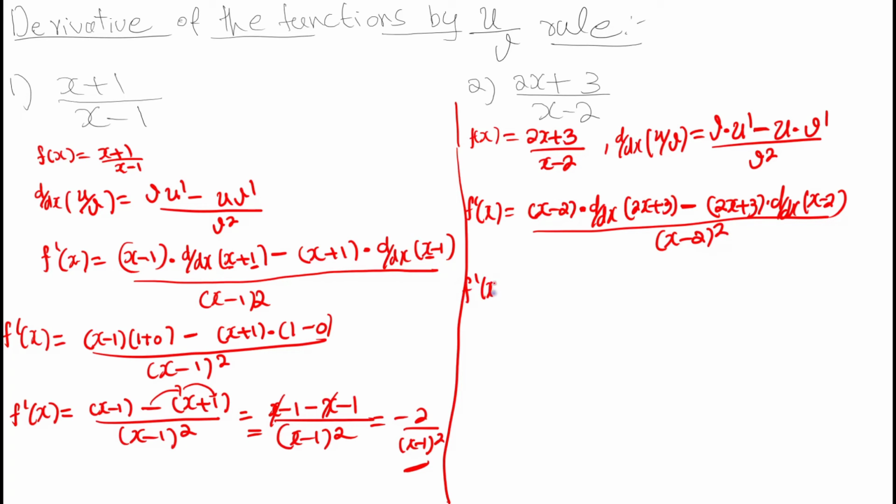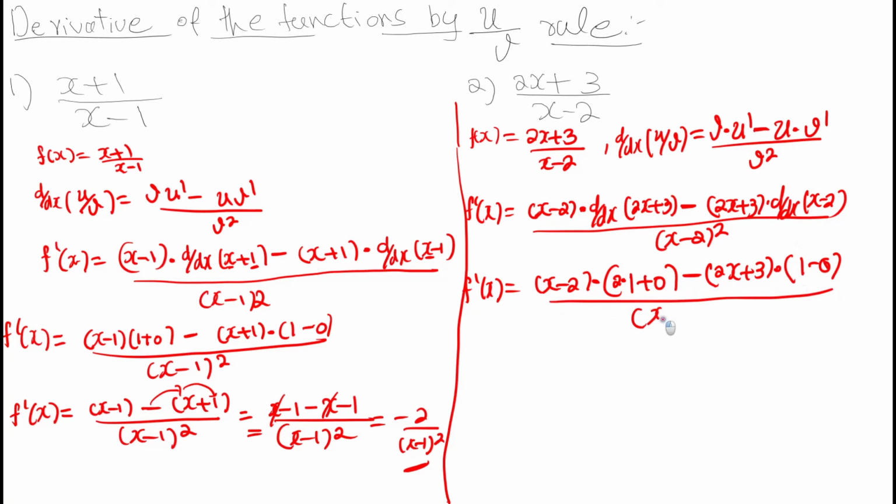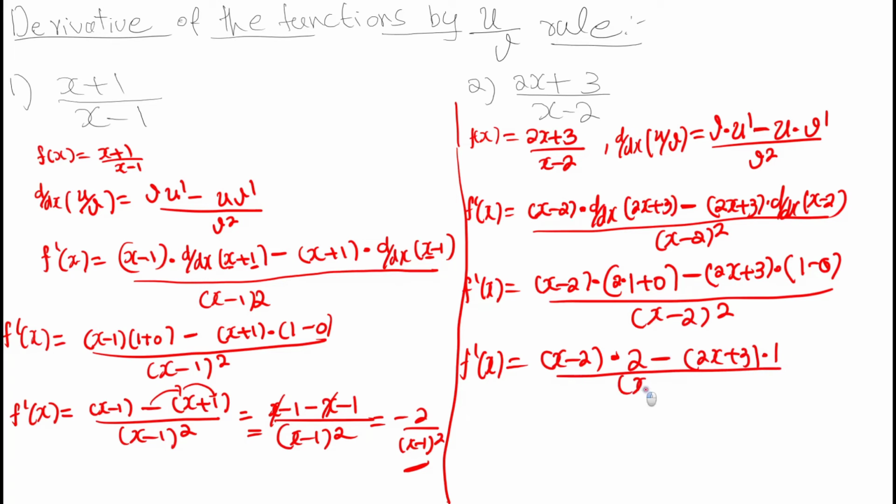So f dash of x is equal to x minus 2 into the derivative of, keeping 2 outside, the derivative of x is 1, plus the derivative of 3 is 0, minus 2x plus 3 into d by dx of x minus 2, where the derivative of x is 1, and 2 is a constant, no x, right? So it is 0, divided by x minus 2 whole square. So f dash of x is equal to x minus 2 into, see, 2 into 1 is 2, minus 2x plus 3 into 1, divided by x minus 2 whole square.